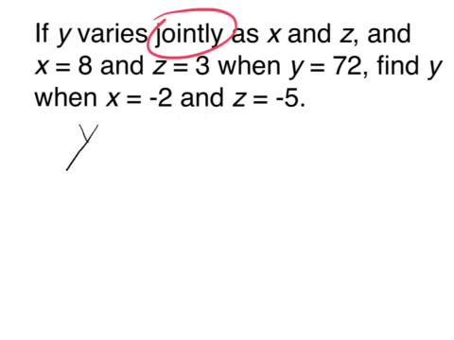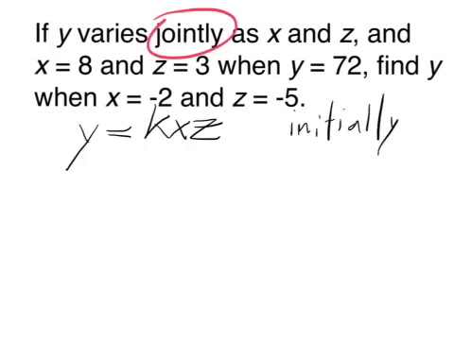Because y varies jointly, I can write y equals kxz, where x and z are variables and k is called a constant of variation. Now, once I figure out what k is, then I'll be in pretty good shape to use that later on for the second part of the problem. So to get k, I look at my initial conditions. And initially, I was told that x is 8 and z is 3 when y is 72. So those are my initial conditions.